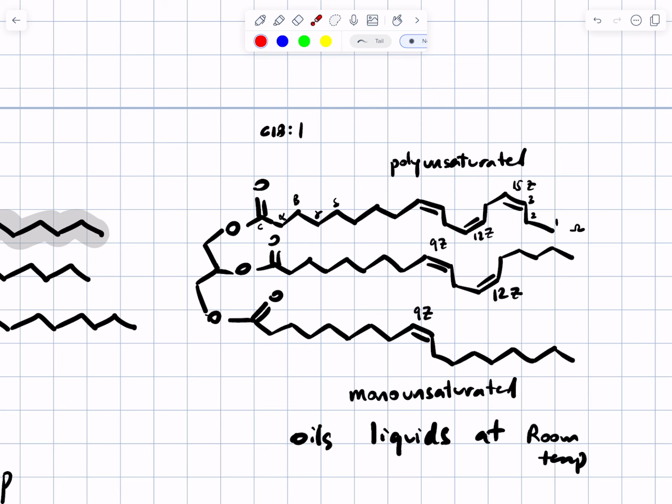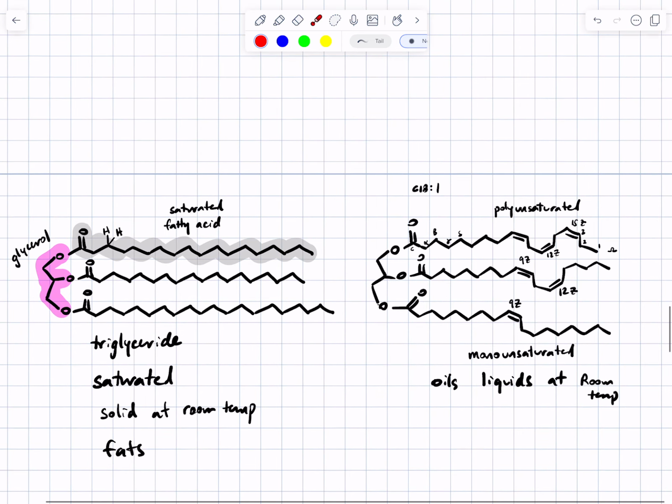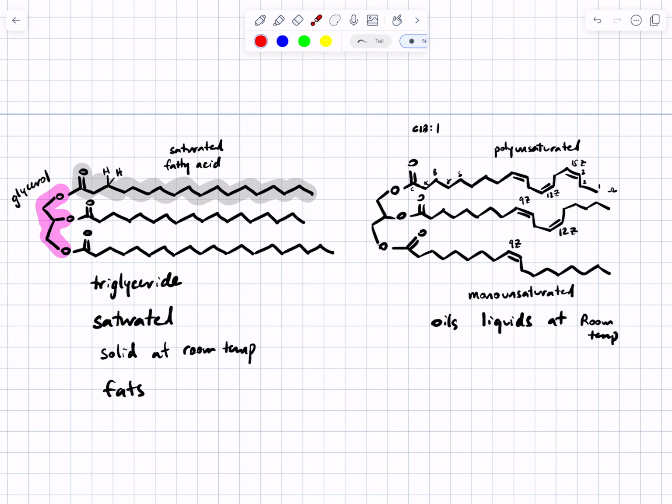What else? Yeah. Does that pattern of having a double bond continue every 3 carbons? I mean, it looks like it does if you compare 1 versus 2 versus 3. They're spaced apart by 1. Okay, so let's talk about why the saturated fats are solid at room temperature, but the unsaturated oils are liquid at room temperature.